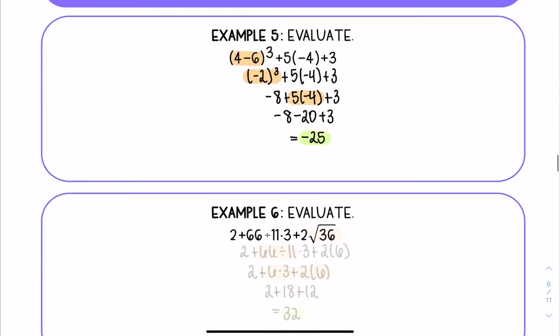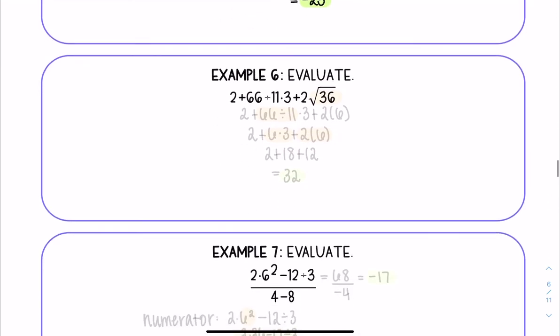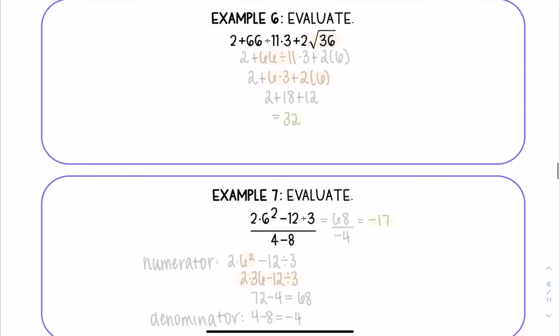Let's do the same thing for example number 6. So we've got 2 plus 66 divided by 11 times 3 plus 2 times the square root of 36. So we don't have any grouping symbols going on here. So the next step would be powers or roots. And we do have a root in this one. We get the square root of 36, so we can simplify that. We've got 2 plus 66 divided by 11 times 3 plus 2, and that's going to become 6.